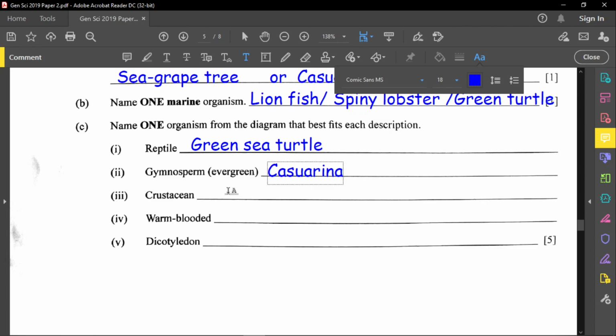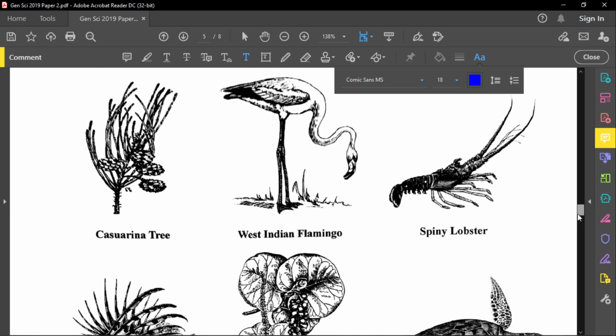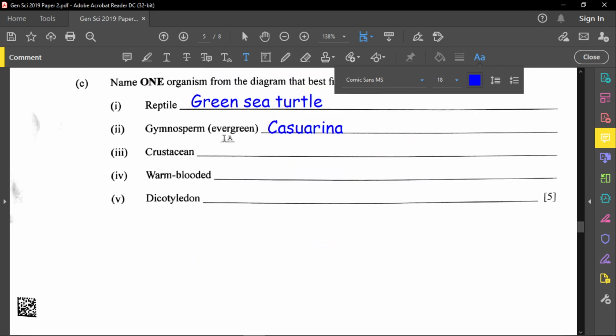All right, so great. And now a crustacean. So let's go back to the diagram. The only crustacean that is shown right here is the spiny lobster. It would fall under the bigger group, phylum arthropod.